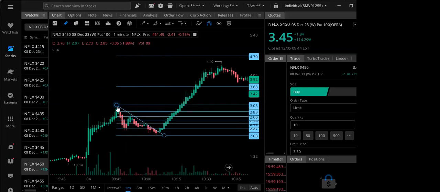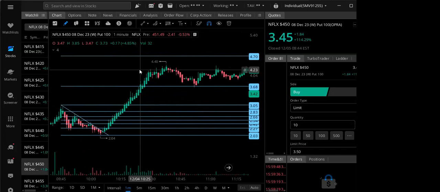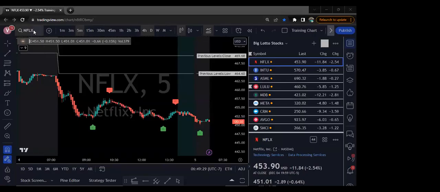So if it's breaking the high, you can draw this pullback. You take a Fibonacci tool at the top and the pullback level. These are your exits. Okay, so that's for Netflix. So, Microsoft.